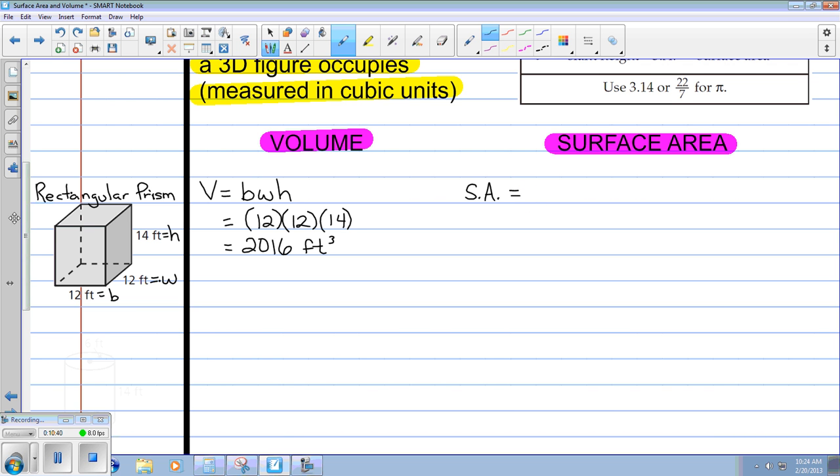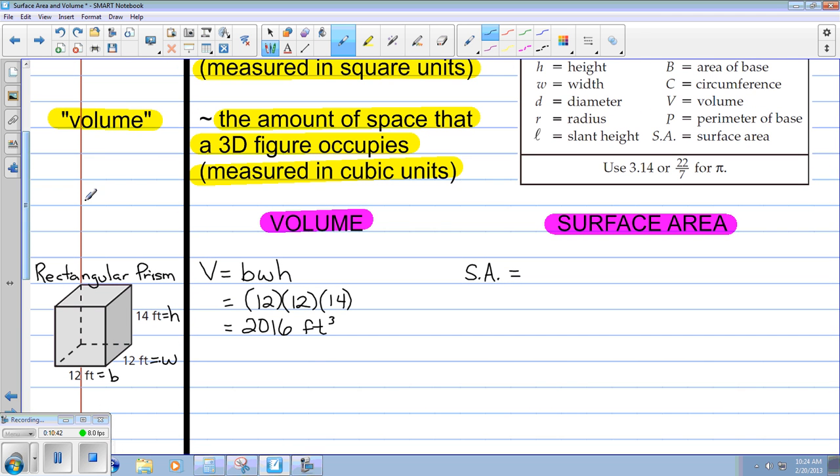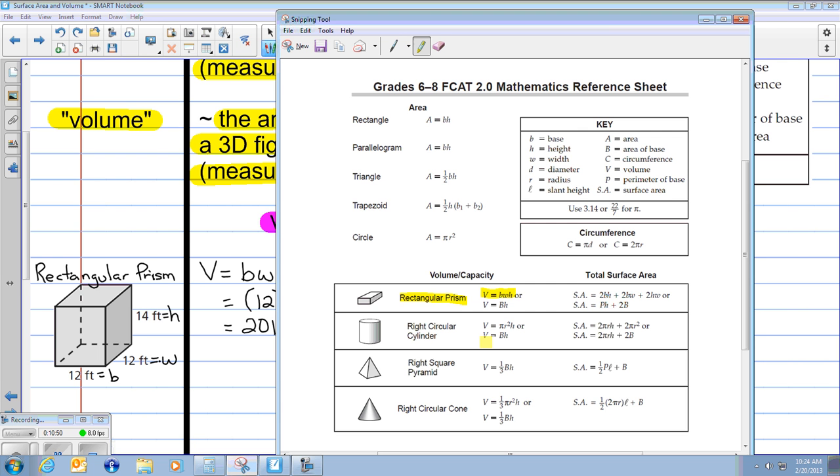and that's even up there on your key. SA equals surface area. So we need to go and look at the reference sheet. We need the surface area formula for a rectangular prism, and that would be this one right here. Now notice that they have two formulas. There's this formula or this one.